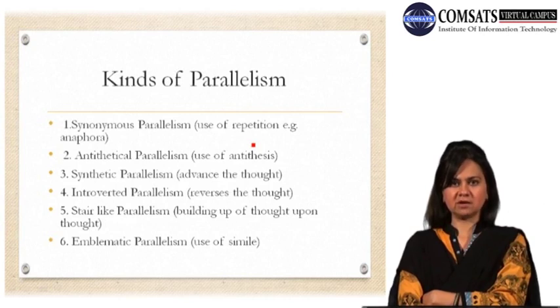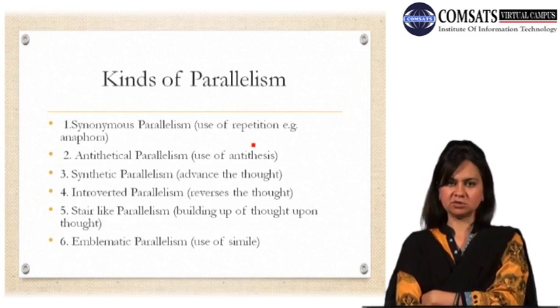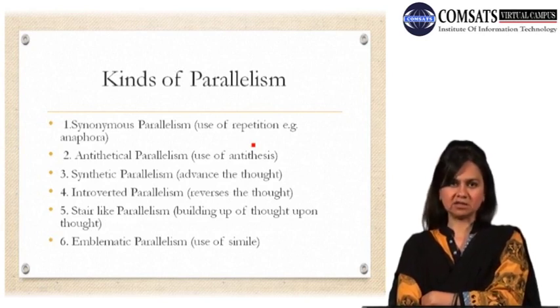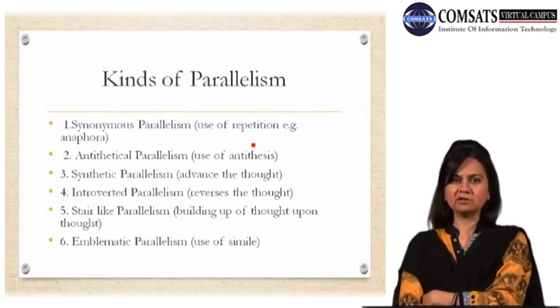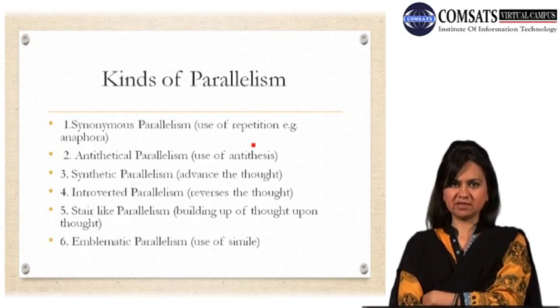The first one was synonymous parallelism. Now, as the name suggests, synonymous parallelism makes use of repetition of sounds and words, either the use of alliteration or anaphora. So that is referred to as synonymous parallelism when a writer sticks to the same sound or pattern. Then we looked at the next type, that is antithetical parallelism, where there is use of antithesis. So identification of antithetical parallelism is not difficult, because antithesis or contrast is what makes us understand that this is parallelism. The third type of parallelism was synthetic parallelism.